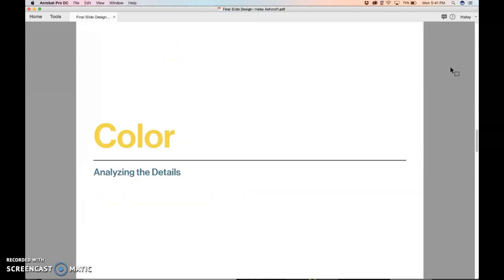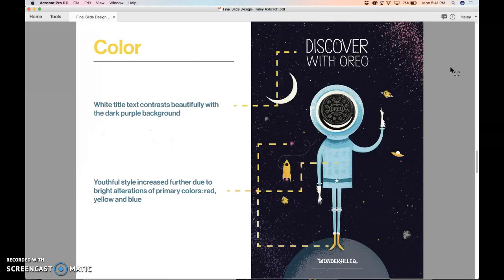Lastly, we'll look at color. This ad is very colorful, just in general. The white text contrasts beautifully with a darker background. Whoever designed this made sure that we could read the text, so they made something that had high contrast with the rest of the picture. Additionally, this advertisement uses a lot of different alterations of the primary colors. We see red, yellow, and blue kind of scattered throughout the ad, and this also adds to the youthful style we talked about earlier.